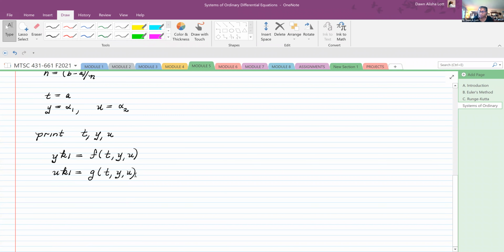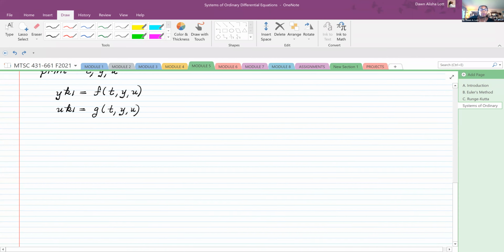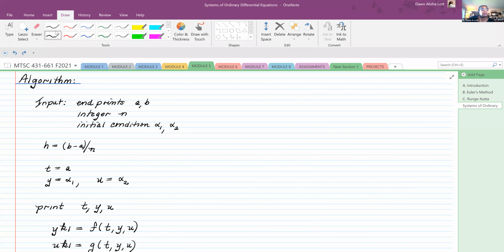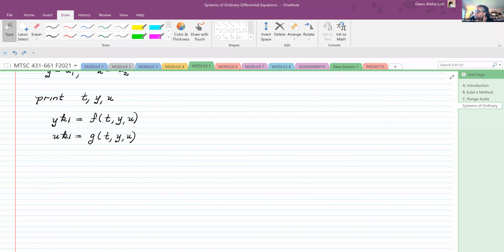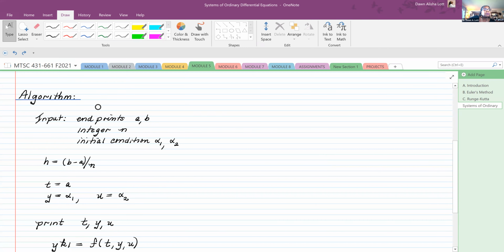And then the next step is to find the next slope for y. So the next slope, and it has to be done in this order. Okay, so that's the important thing about this, is the order.